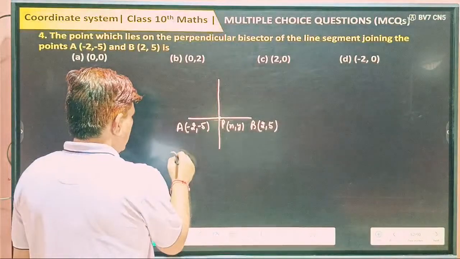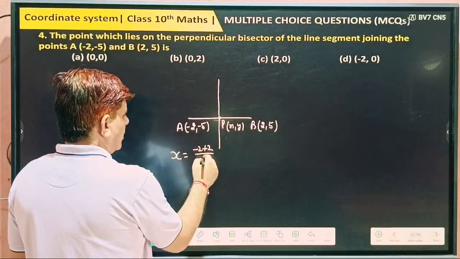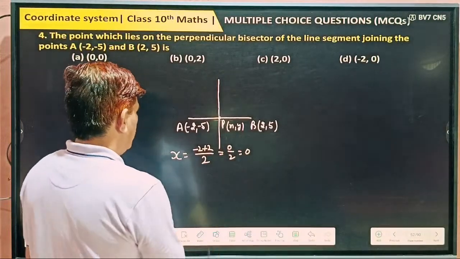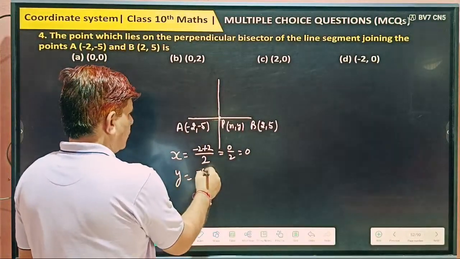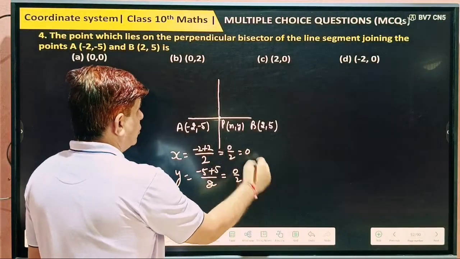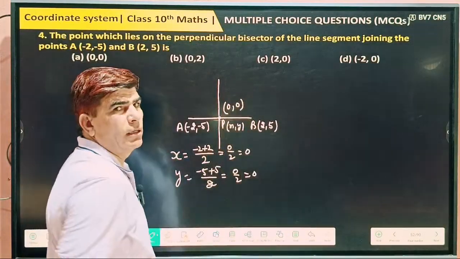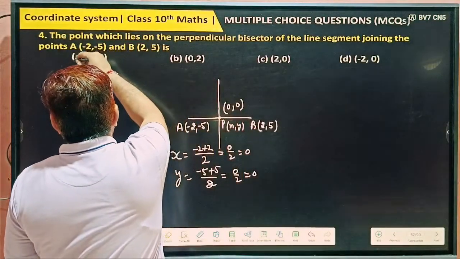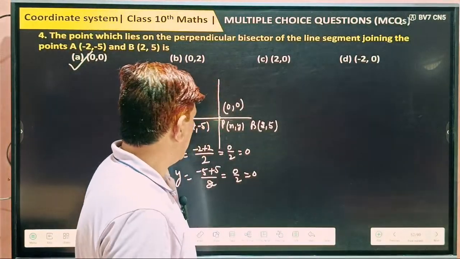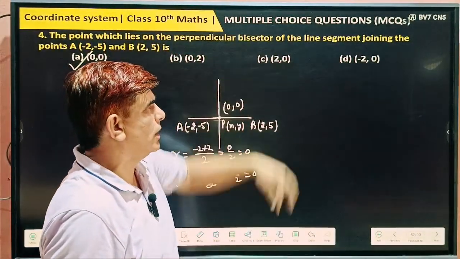So what is x? X is equal to -2 plus 2 by 2. So 0 by 2, how much? 0. Understood? Y equal to -5 plus 5 by 2. This is again 0 by 2. So what are the coordinates of this point P? 0, 0. This point is lying where? Origin. So what's its answer? Its answer is A.